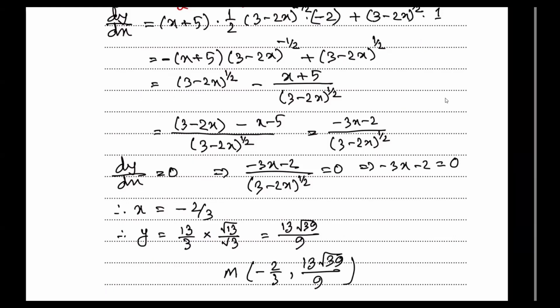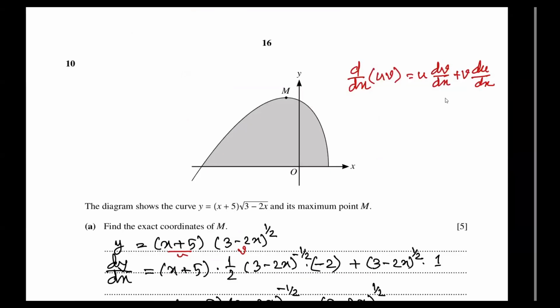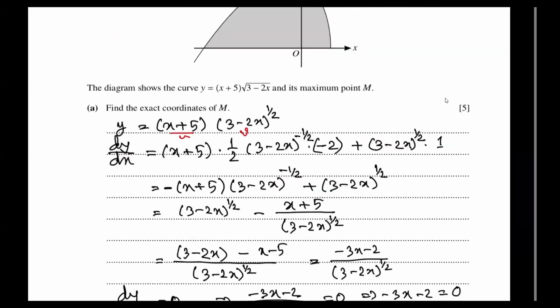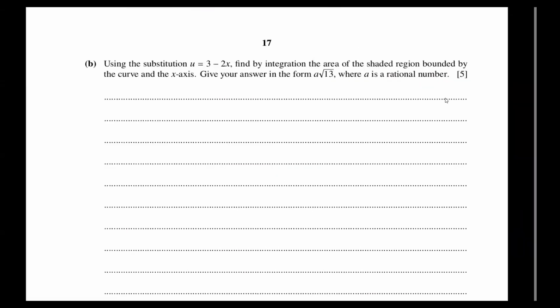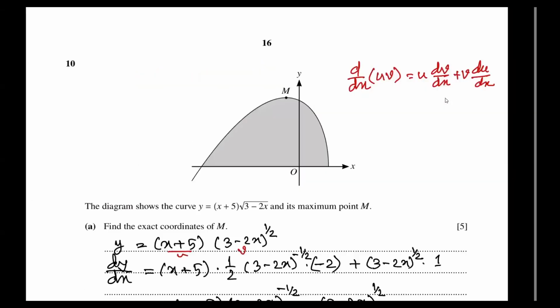Okay, now let's move on to the next part. In the next part, what you have to do is find, using the substitution u equals 3 minus twice x, by integration the area of the shaded region bounded by the curve and the x-axis. Give your answer in the form a root 3, where a is a rational number. Look at the diagram. The area will be from this point to this point, the integration of y.